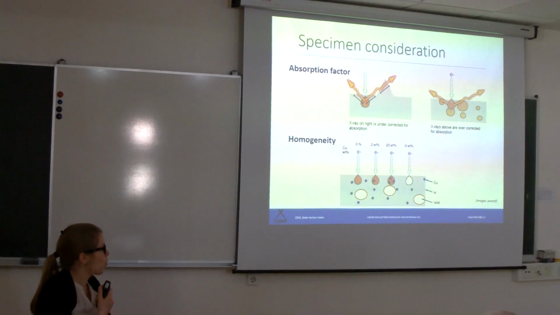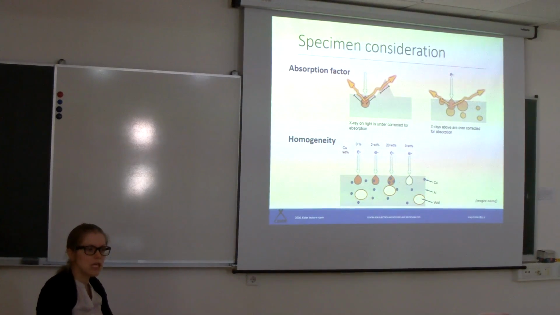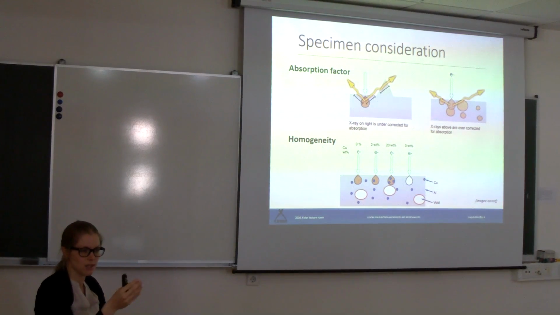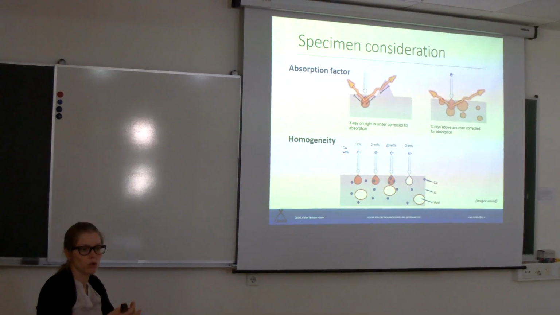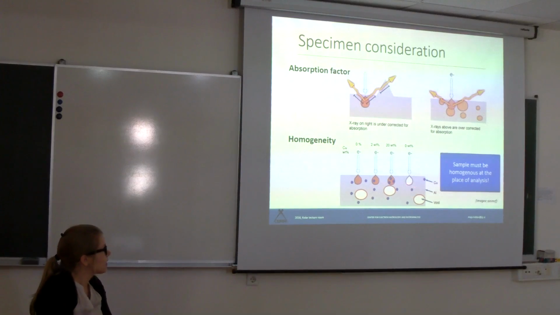And homogeneity is the crucial thing, because when you're doing EDS in spot mode, you are implying you're doing it on a homogeneous spot. So you don't know what's underneath. Is it a grain, or do you have some other, like a hole or something else? So we will later talk about how to see if you have problems with homogeneity. So it must be homogeneous at the place of the analysis.